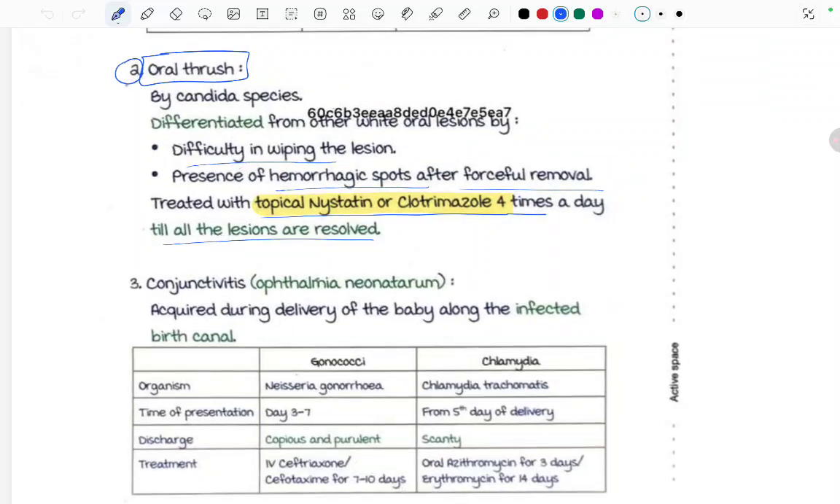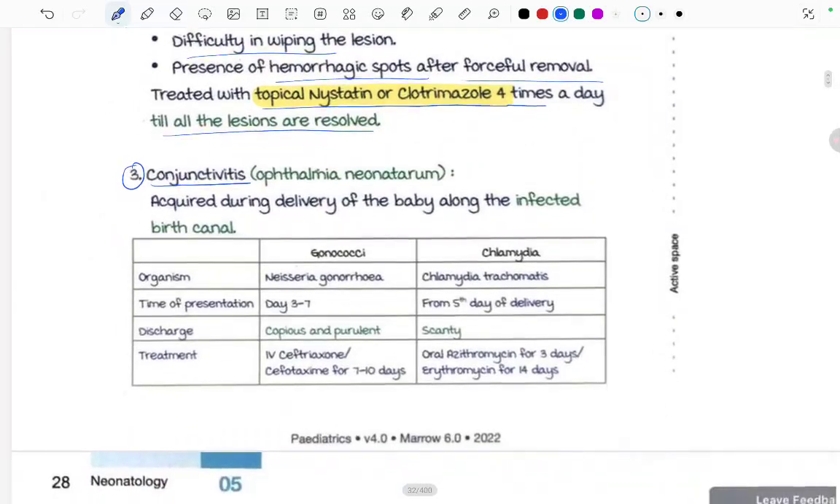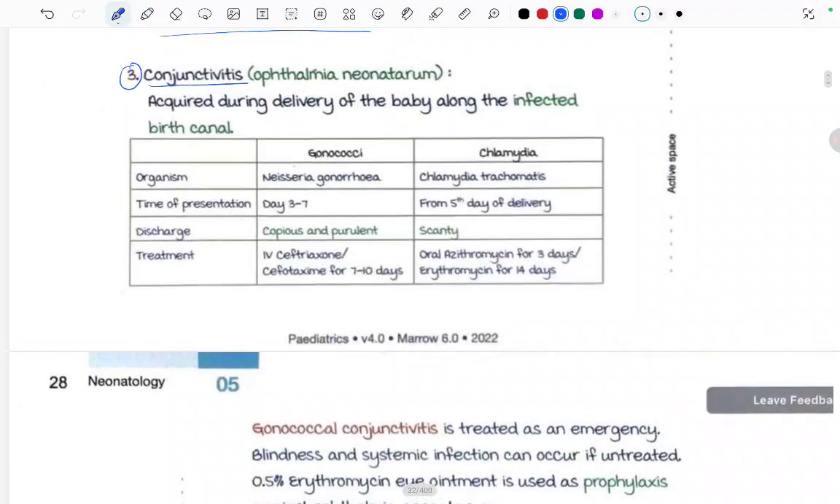The third infection that we are going to talk about is conjunctivitis, that is also known as the ophthalmia neonatorum. It is acquired during the delivery of the baby along the infected birth canal. So it can be caused either by the gonococci or chlamydia. The organism for gonococci is Neisseria gonorrhoeae, and time of presentation is from day 3 to 7, and discharge is copious and purulent, and treatment is IV ceftriaxone or cefotaxime for 7 to 10 days.